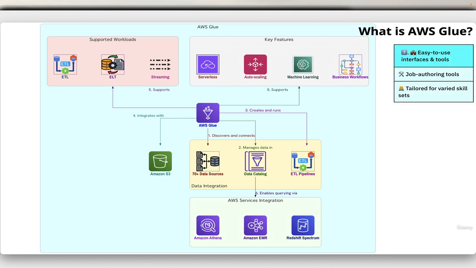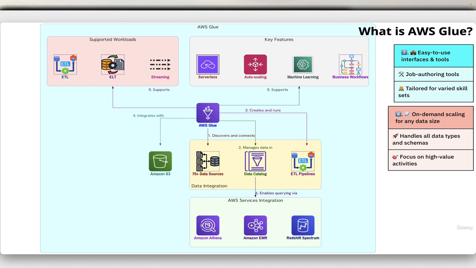AWS Glue provides integration interfaces and job authoring tools that are easy to use for all users, from developers to business users. It offers tailored solutions for varied technical skill sets, making data integration accessible to a wide range of professionals.